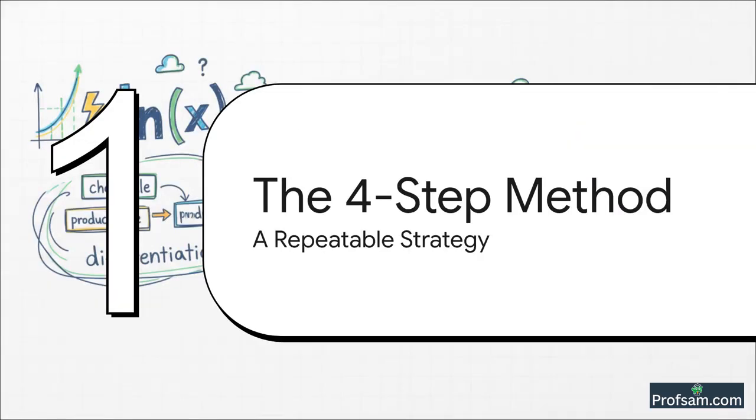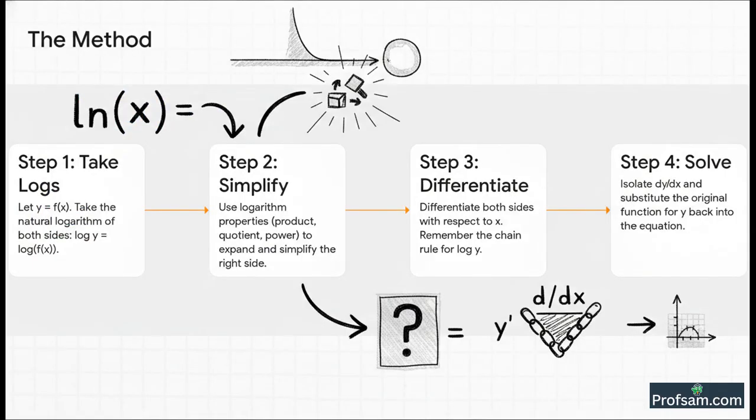So, we can actually turn this magic into a simple, repeatable strategy. It's a 4-step game plan that you can use to solve any of these complex functions, every single time. Step 1, you take the natural log of both sides. Step 2, you use those magic log properties to simplify everything. Step 3, you differentiate both sides. And finally, step 4, you solve for dy/dx. Just follow these 4 steps, and I promise you, even the most complicated-looking function becomes super manageable. You can definitely do this.